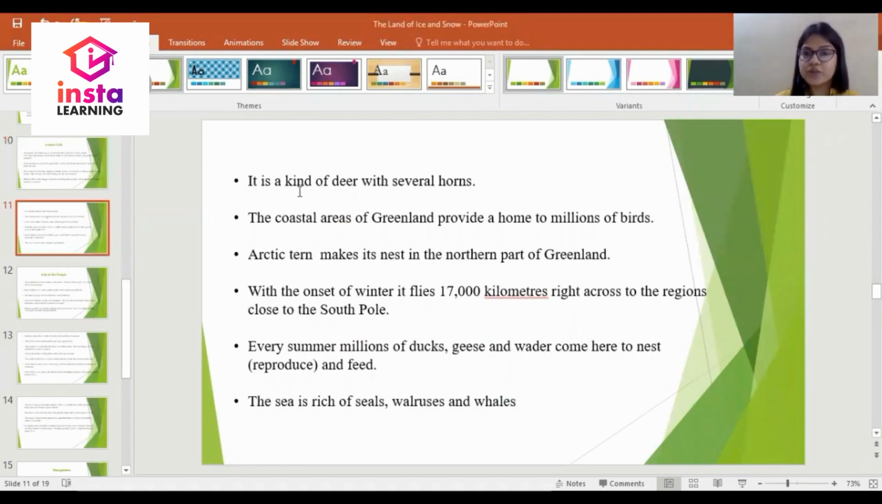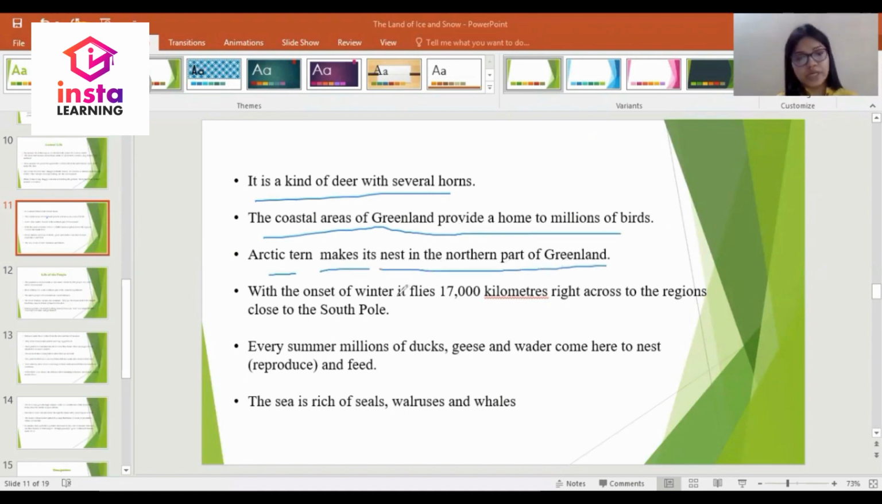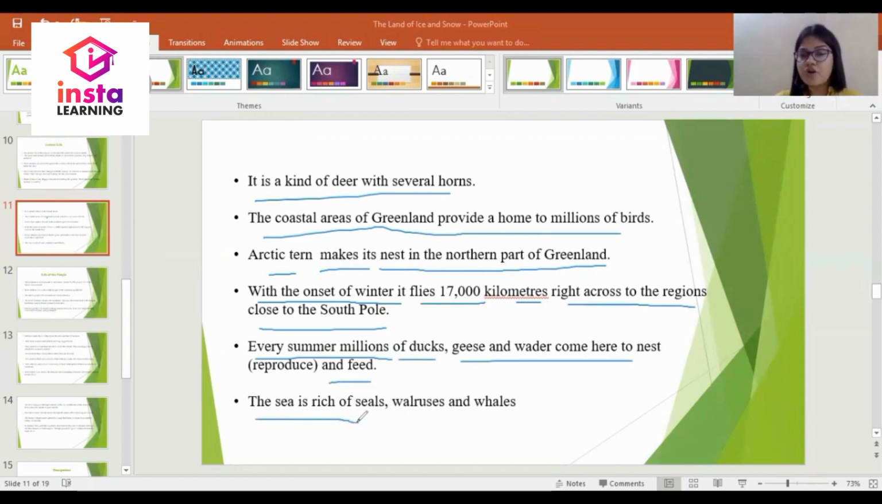It is a kind of deer with several horns. The coastal area of Greenland provides a home to millions of birds. The Arctic tern makes its nest in the northern part of Greenland. With the onset of winter, it flies 1700 kilometers right across to the regions close to the South Pole. Every summer, millions of ducks, geese, and waders come here to nest and feed. The sea is rich in seals, walrus, and whales.